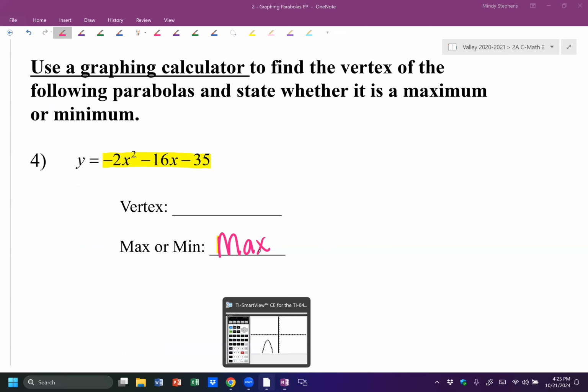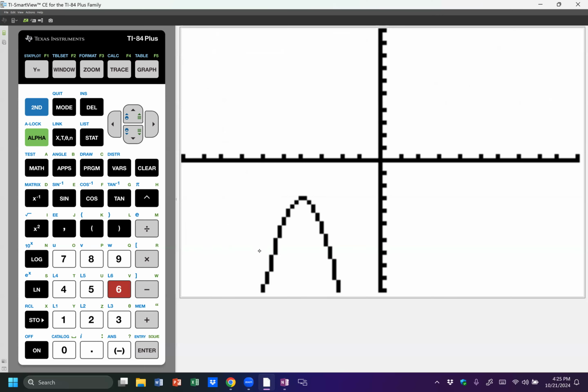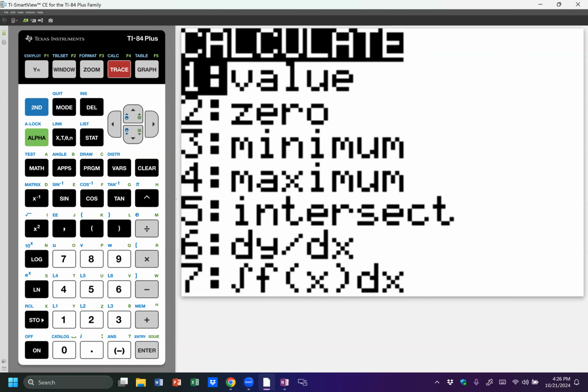So now I need to figure out the vertex. I know it's a maximum. So to find my vertex, I'm going to go to calculate. Up at the top above trace in blue writing is the calculate again. So we're going to hit the blue button. We're going to hit the button that says second, that's blue. Then push the trace button, and that brings up our calculate menu.